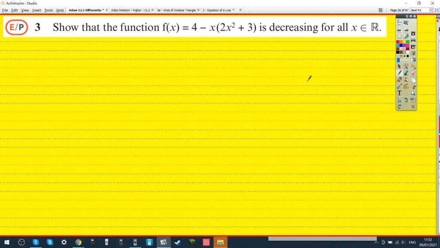So would you multiply x by everything in the bracket first? Okay, so it'd be 4 minus 2x cubed, minus 3x. And then would it be easy if you put 4 at the end? Yeah, if you like. So would it be equal to 0? No. That's the f of x.